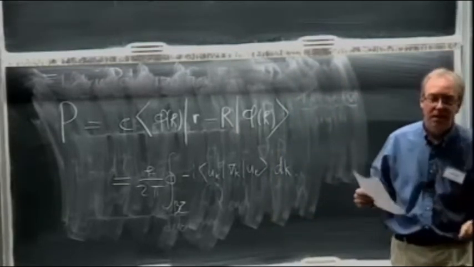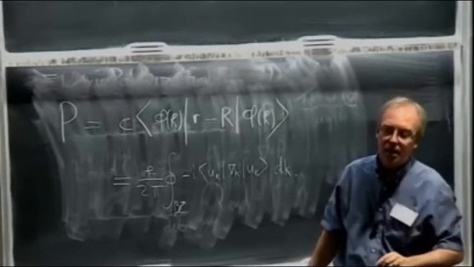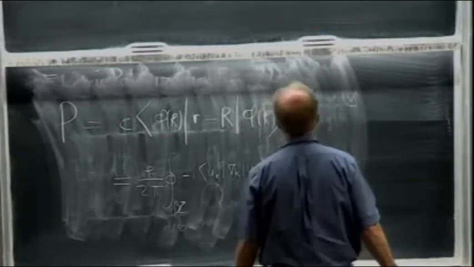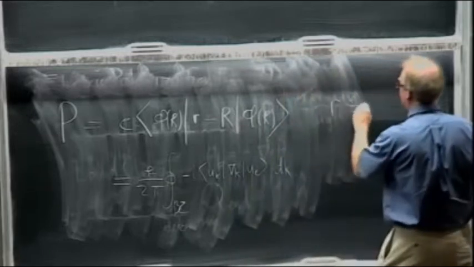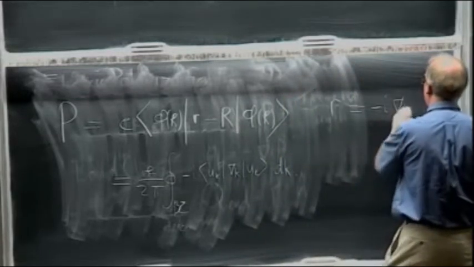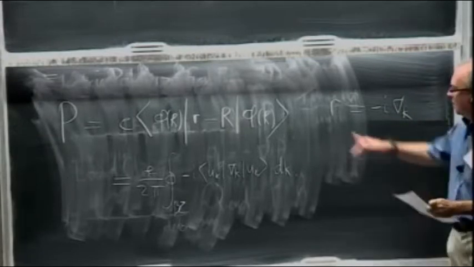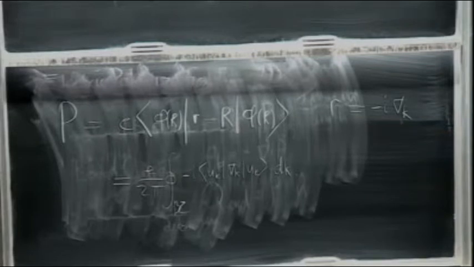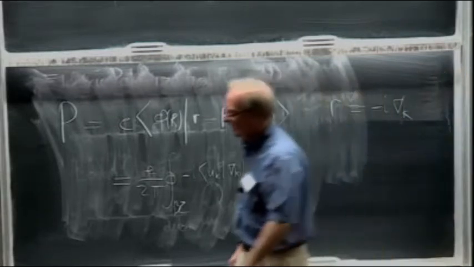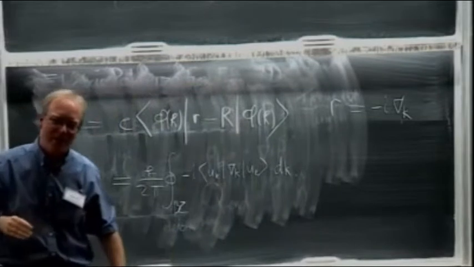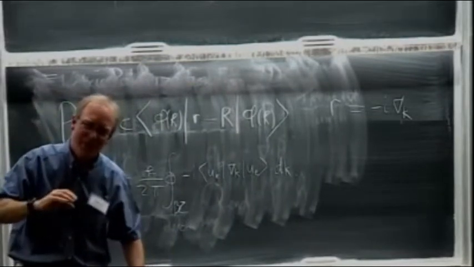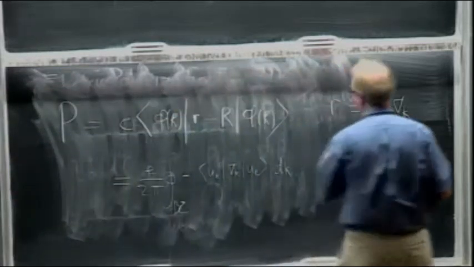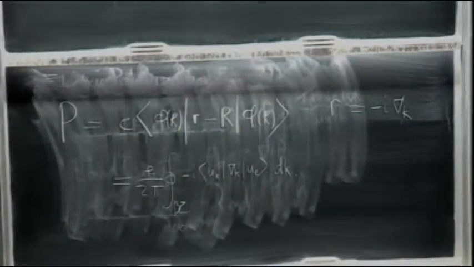Is it equivalent to saying that R in momentum space is basically minus i gradient? Yeah, except this isn't well defined and this isn't well defined either. You could give that argument to somebody who you're sure isn't going to ask you further questions. Yeah, exactly.